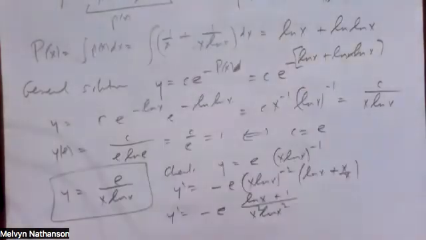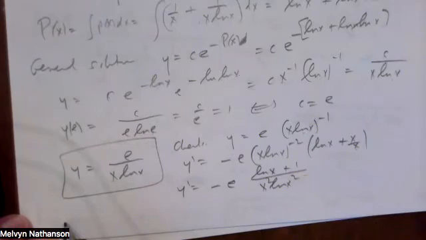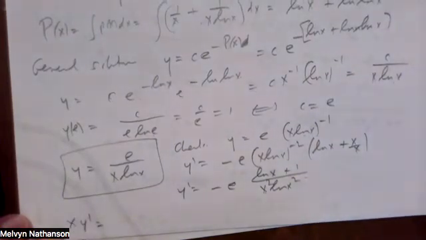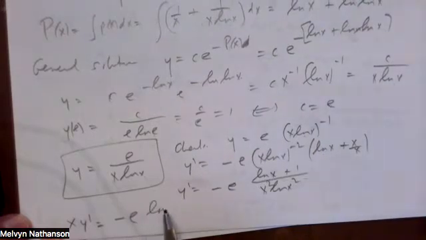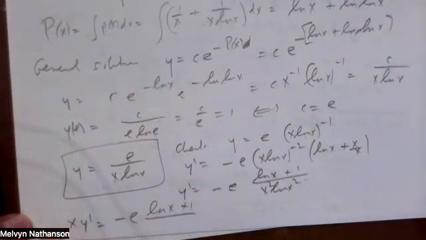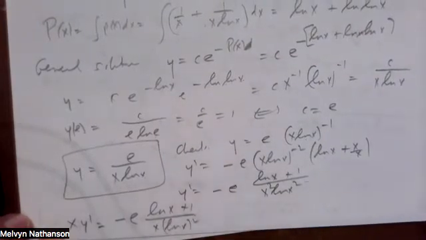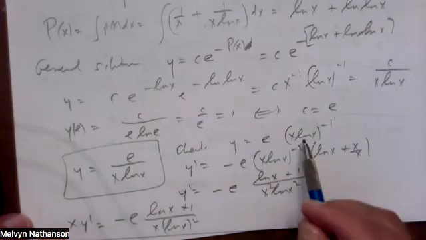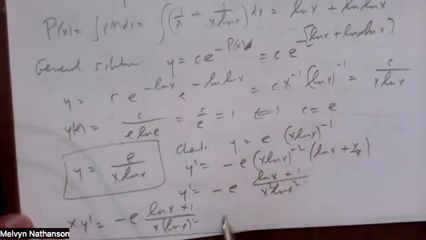Is this the solution of this differential equation? Let's see. Let me multiply by x, because in my original equation, I had xy prime. So let me multiply by x. So xy prime is equal to minus e, log x plus 1, over x, log x squared. E over x log x is equal to y.